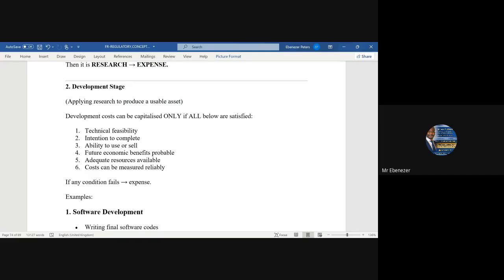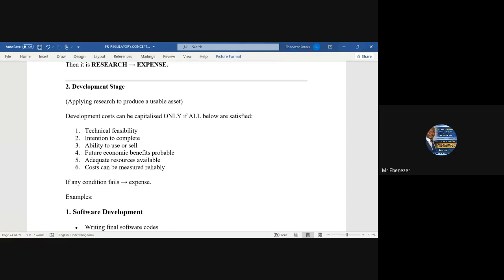Then, four, future economic benefit is highly probable. That is the probability of getting what we call future economic benefit. When we say future economic benefit, it means addition of revenue, savings of cost, or improvement of the operational efficiency of the entity. If this is visible, then you can capitalize the cost. Then another one, of course, is adequate resources are available. Then the last one is the costs are reliably measured.